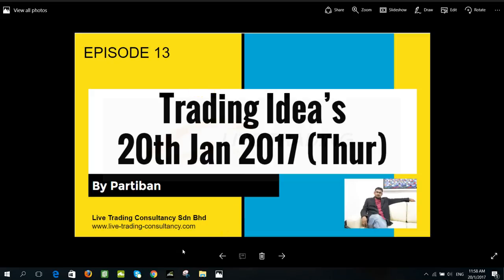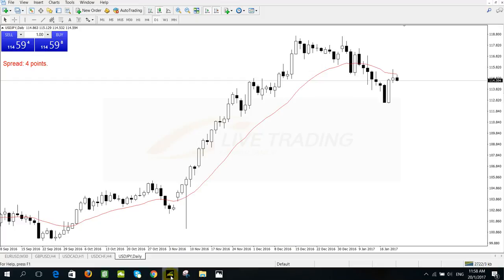Okay, I'm going to explain to you guys two currency pairs, very detailed analysis. We can anticipate the direction of the market. Okay, first is dollar yen.